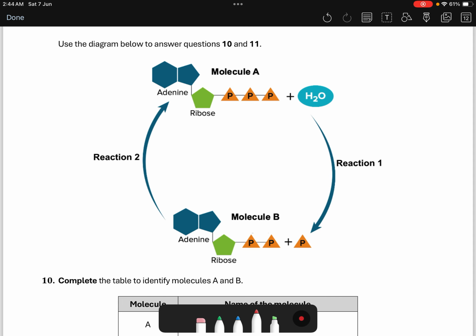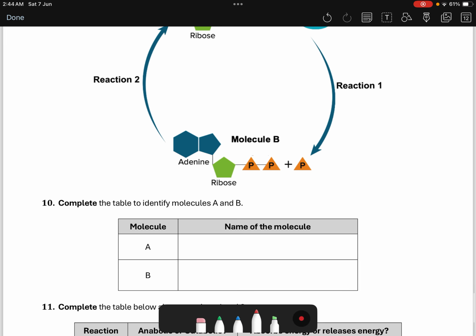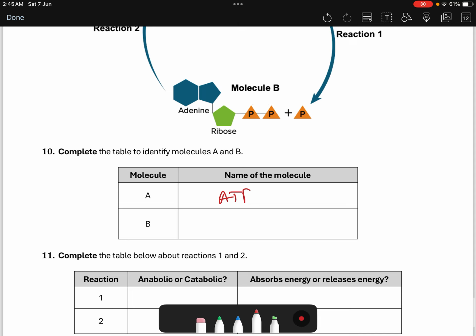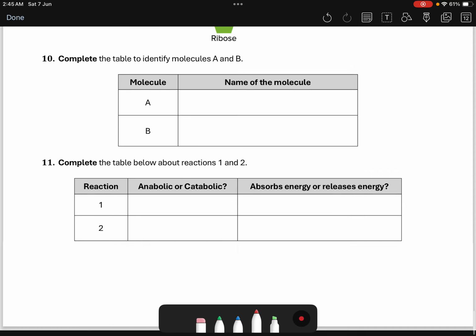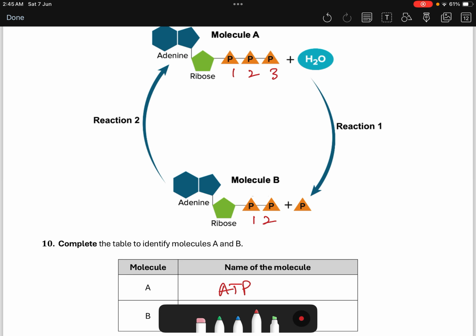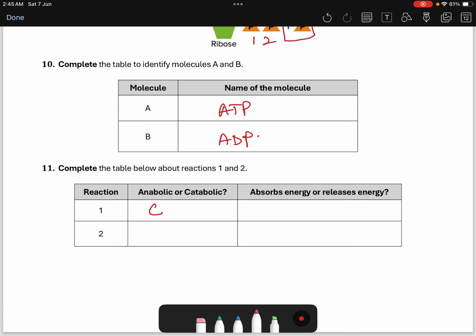This is the ADP-ATP cycle, questions 10 and 11. Complete the table below to identify molecules A and B. For A we have 1, 2, and 3 phosphates, so molecule A is ATP, and with 1 and 2, molecule B is ADP. Now we need to say if it is catabolic or anabolic. You converted 3 into 2 and you lost 1, so it is catabolic. Number 1 is catabolic and number 2 is anabolic.